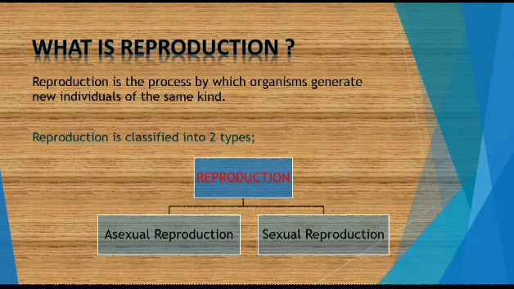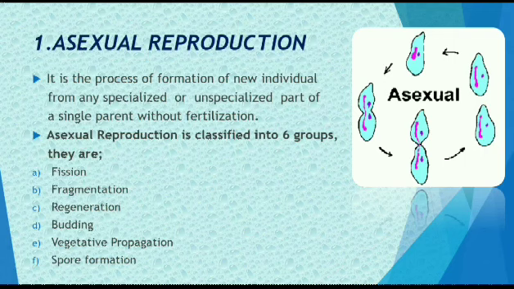Okay, as we know, reproduction is basically of two types: asexual and sexual reproduction. The first one is asexual reproduction. As the name says, asexual, here A means one. It means in this reproduction only one individual, a single parent, is required. The reproduction in which a single parent is required is called asexual reproduction. Asexual reproduction is categorized in many ways.